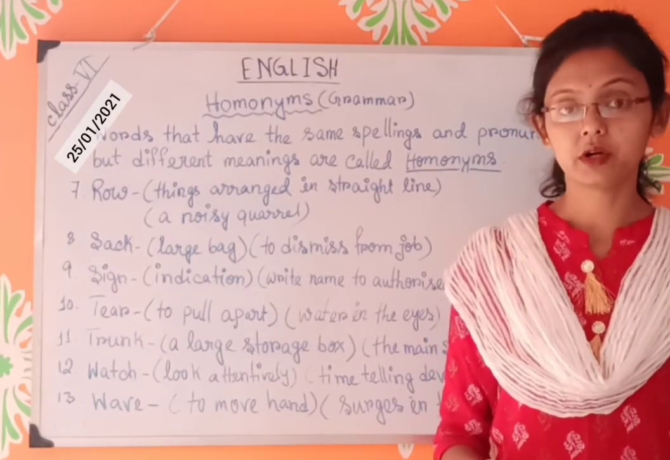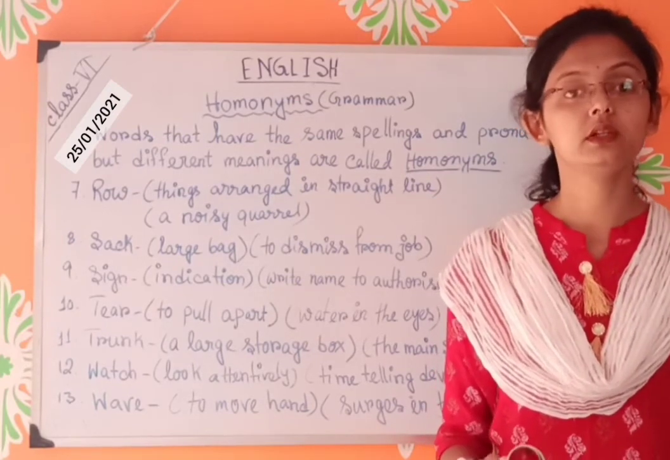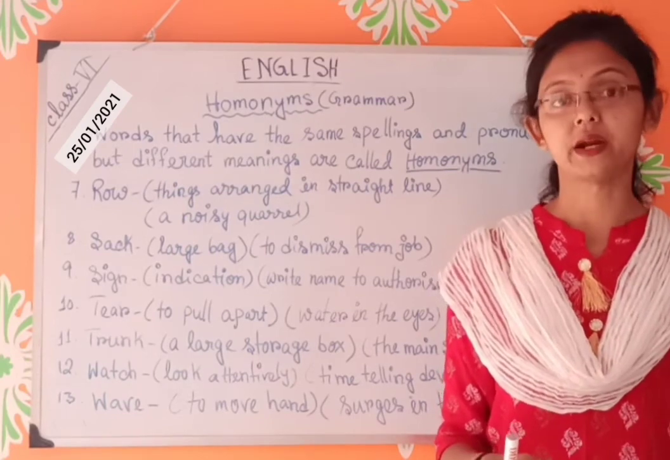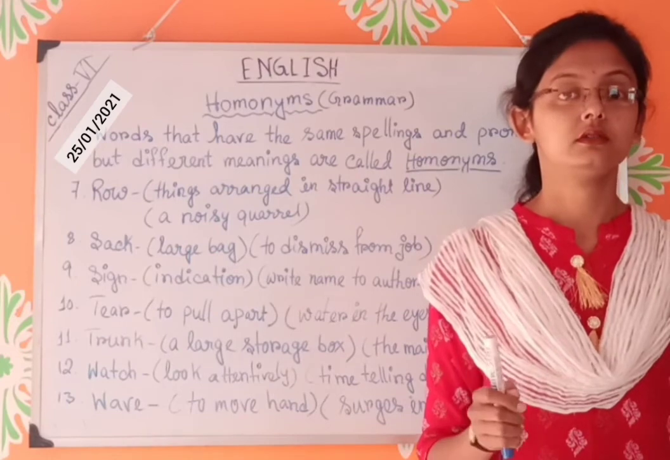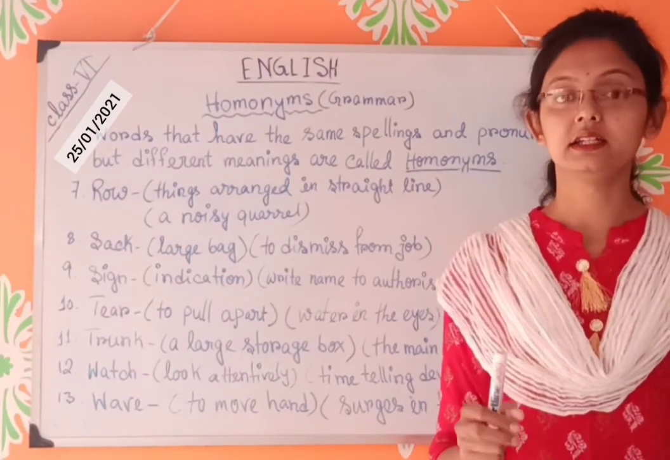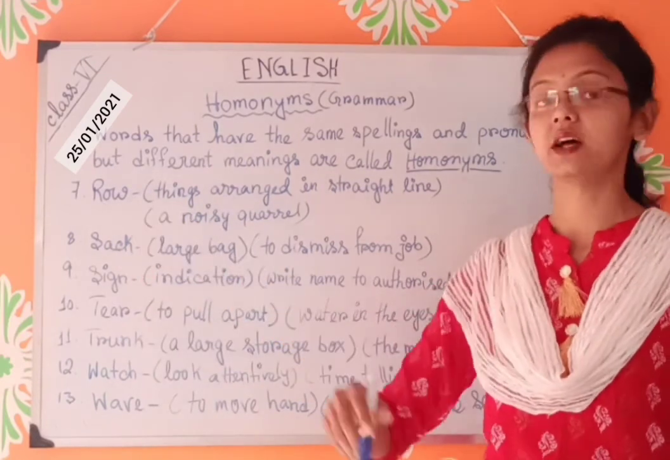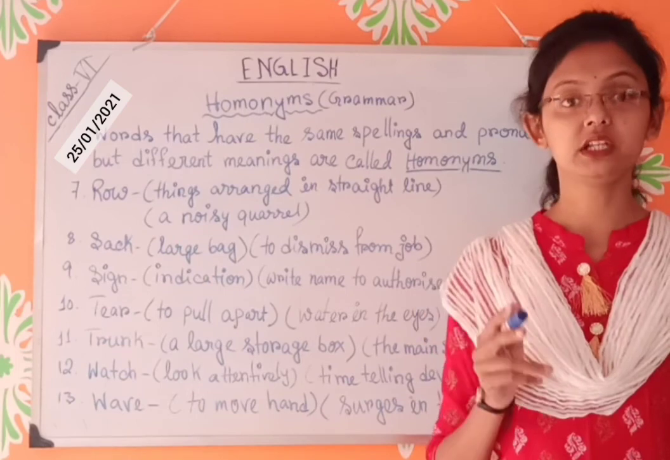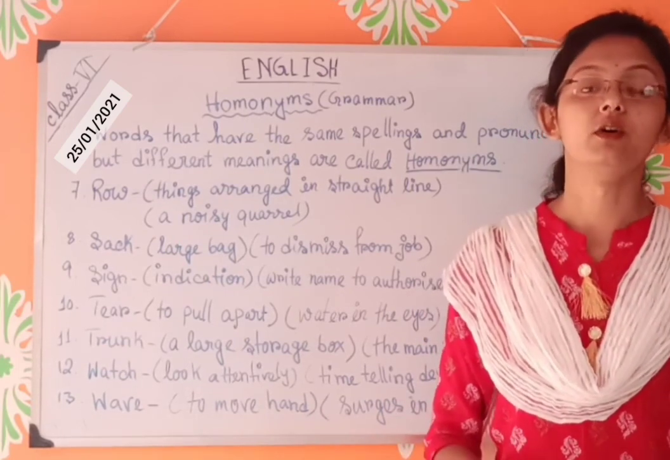So that is all about the chapter. We will learn some more examples in the exercise, and we have to practice these words with sentences. In the exam also, if I give only one word to write as a homonym, you have to write two words and their meanings and sentences. Okay, so I hope you understand.